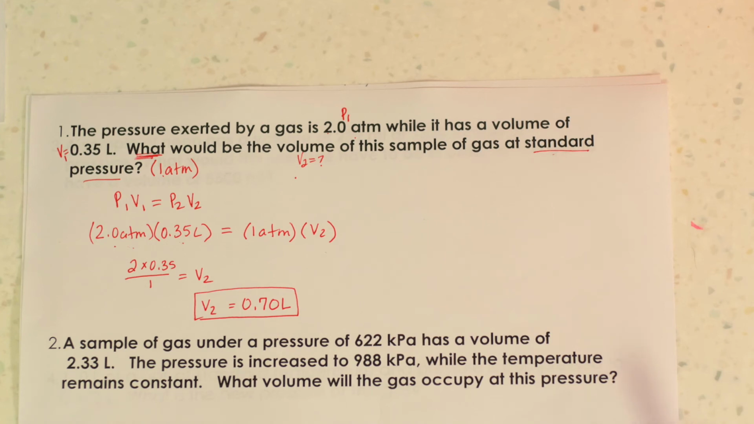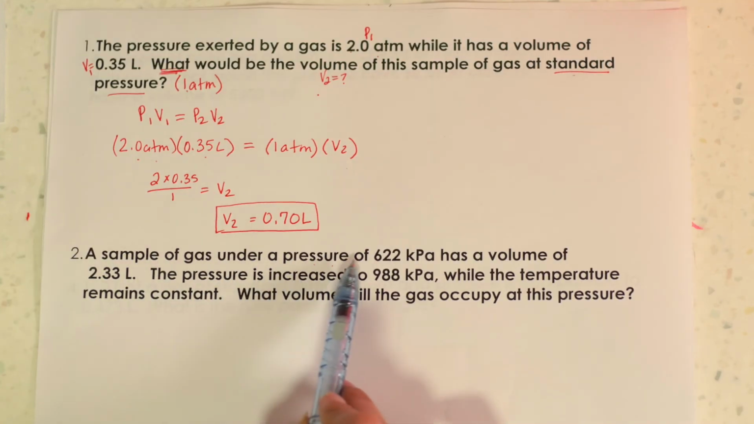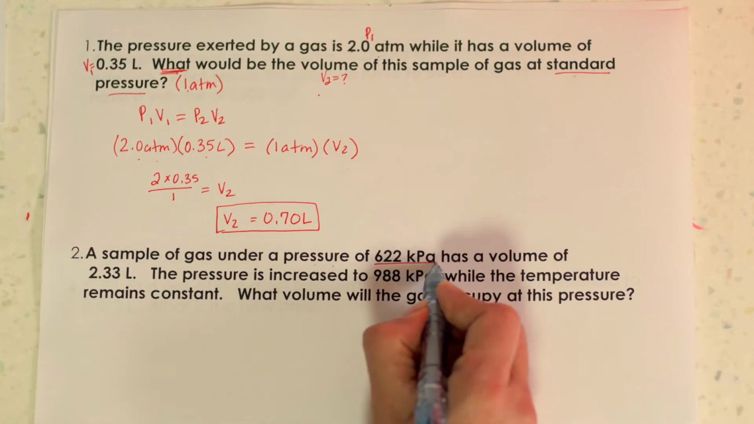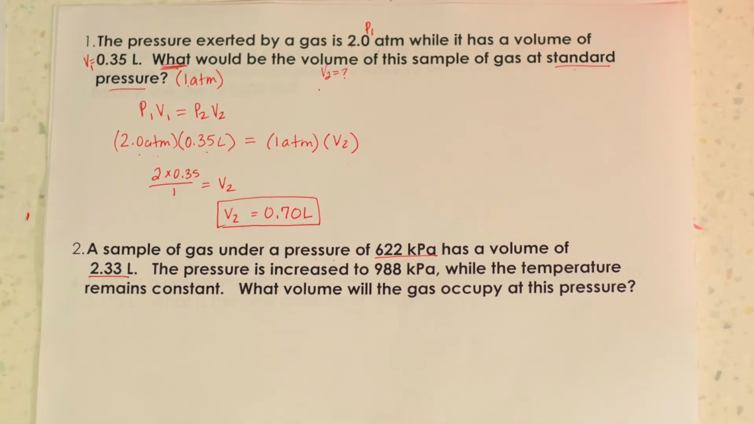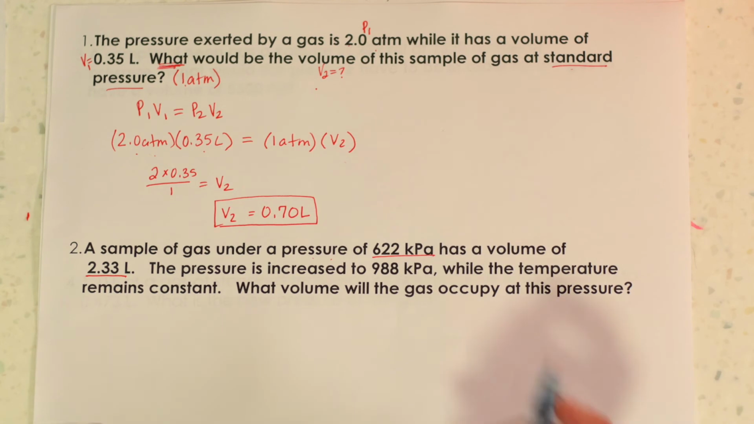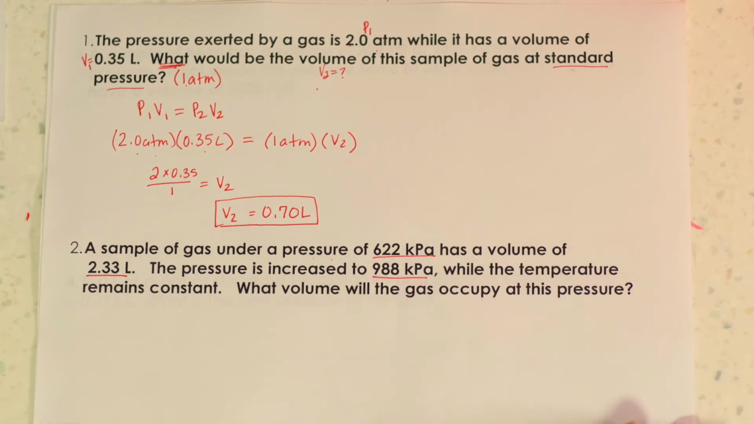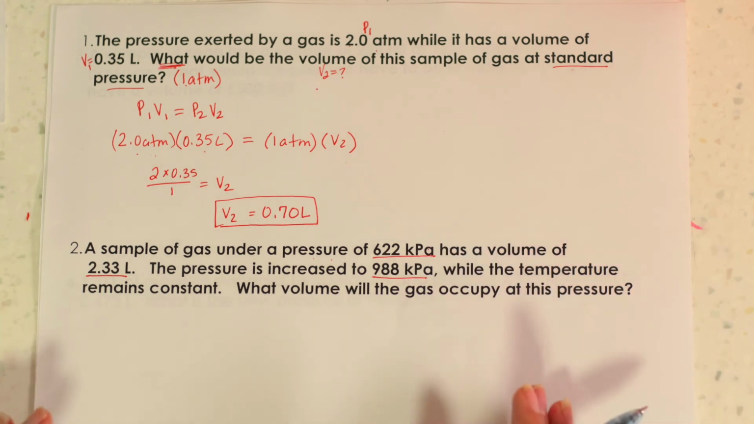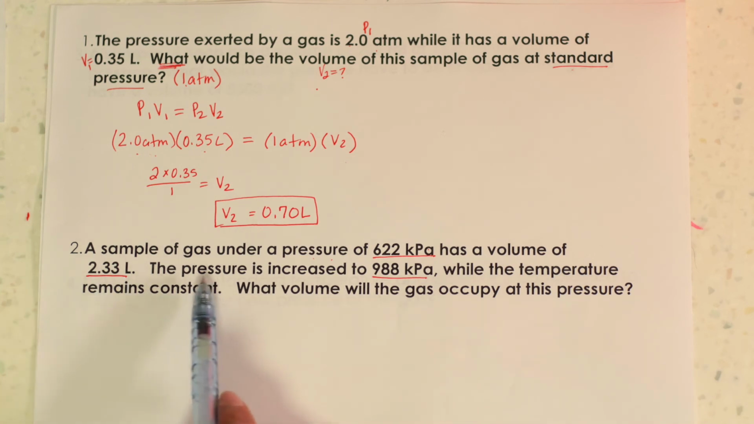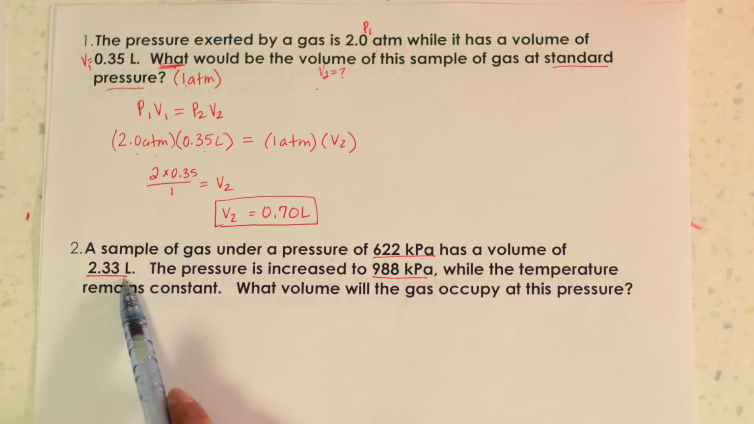Okay, number 2. A sample of gas under pressure of 622 kilopascals has a volume of 2.33 liters. The pressure is increased to 988 kilopascals. So this is good. Both of these are kilopascals, and we don't have to do any unit conversions. As long as they match each other, you don't have to do a unit conversion. And so our answer will be in liters for the other one.